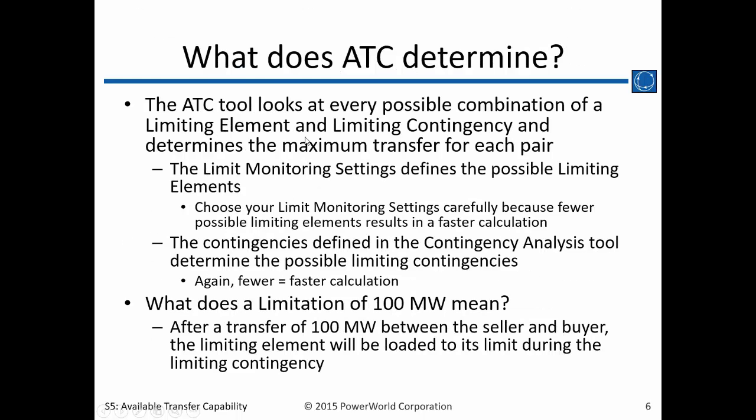It has to look at combinations of limiting element, which would be a branch or an interface or a nomogram, and a contingency, which would be any contingency that's in your defined list, and it's going to look for the maximum transfer for each pair. If it gives you an answer, say 100 megawatts, that means that you can send 100 more megawatts from the seller to the buyer before you hit the limit defined by the pair of the limiting element and limiting contingency.